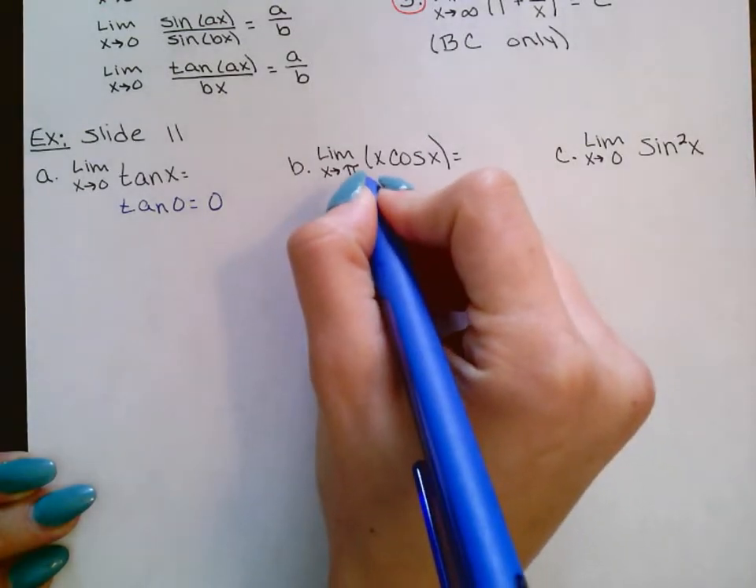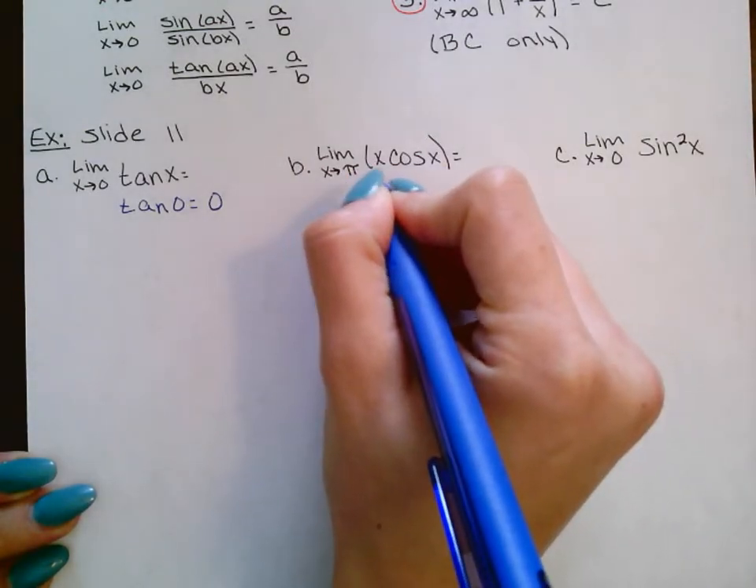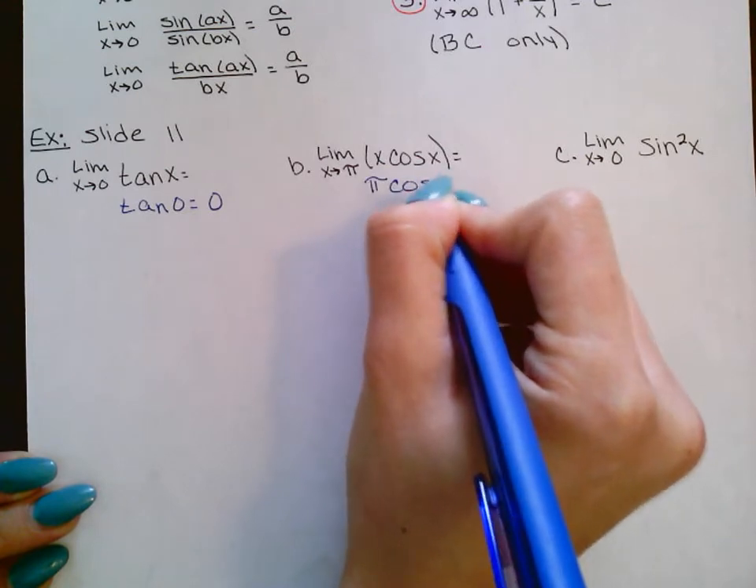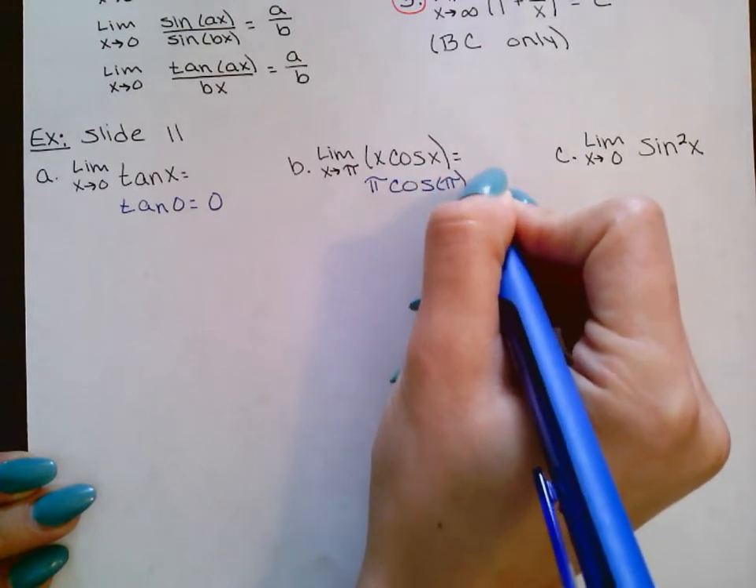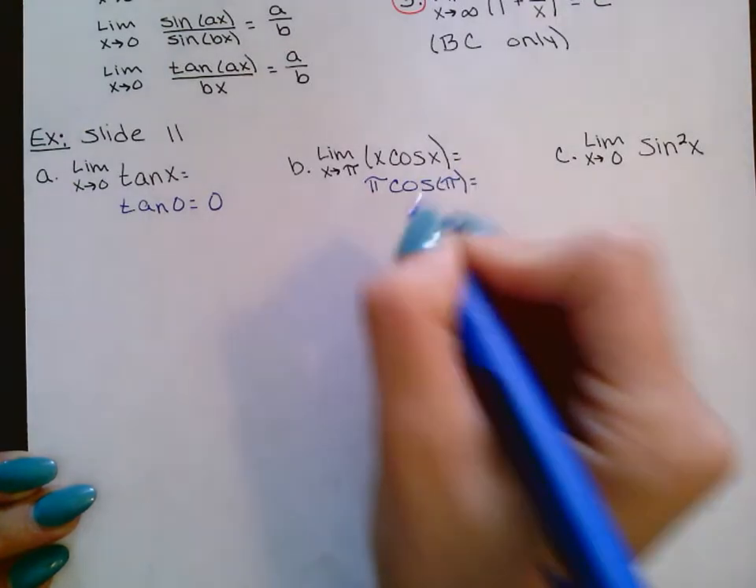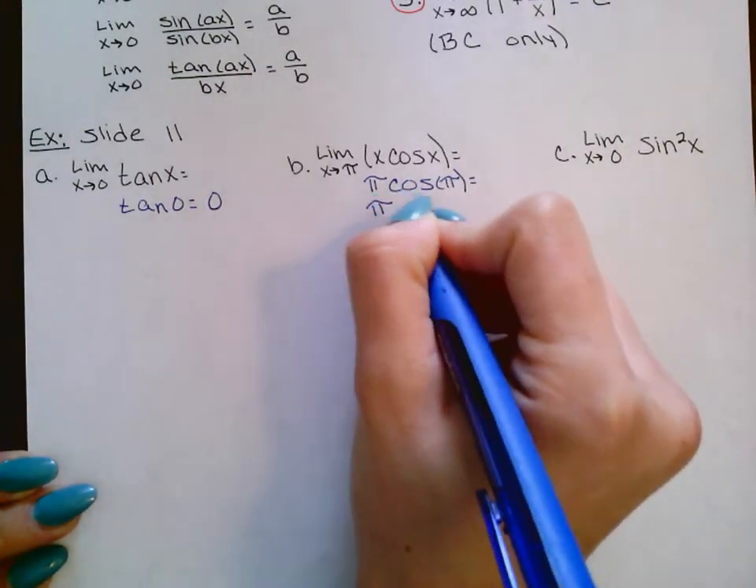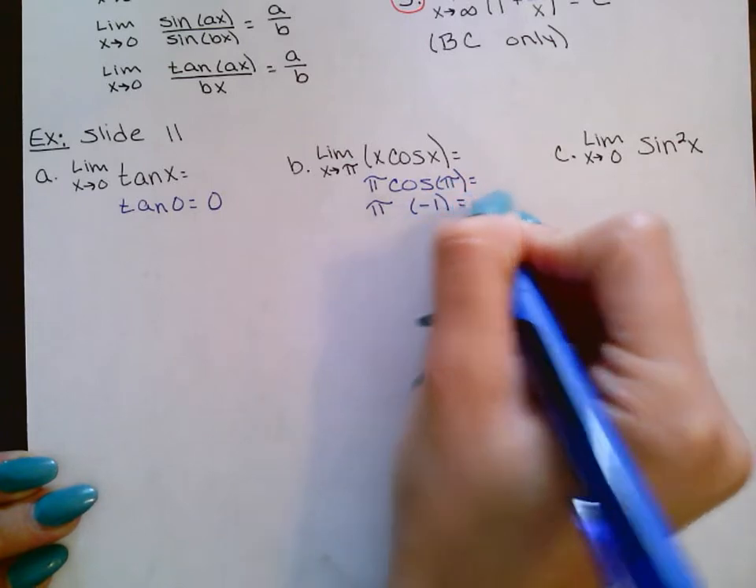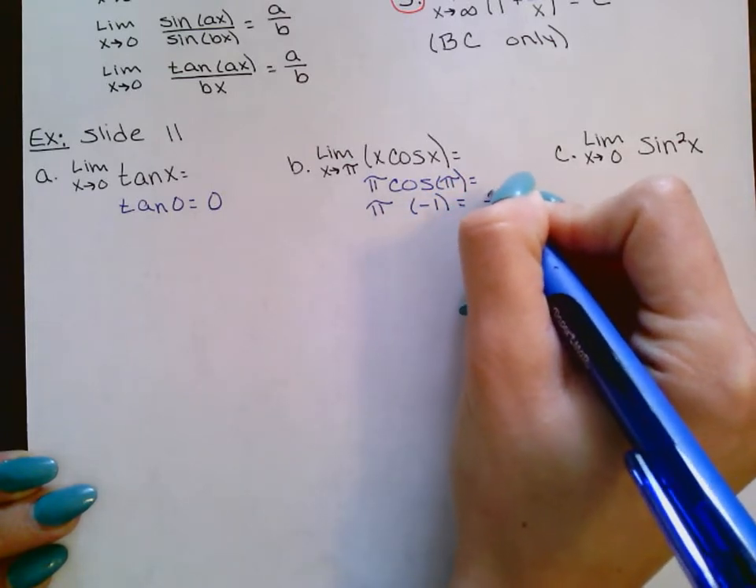For this one, I'm plugging pi into both x's, so I'm saying pi times cosine of pi, okay? And we know based off of our unit circle that cosine of pi is -1, so I have pi times -1, which gives me negative pi.